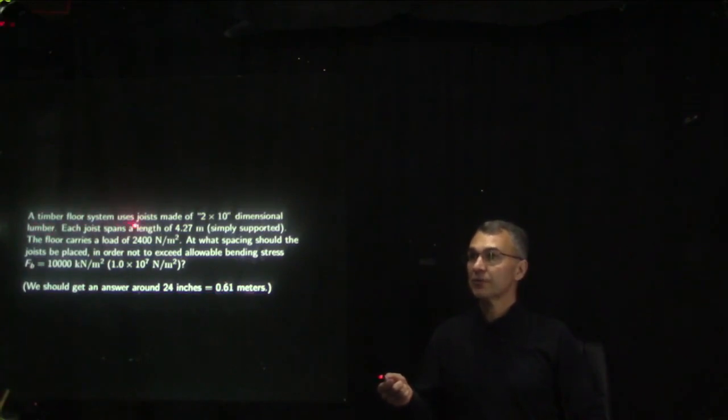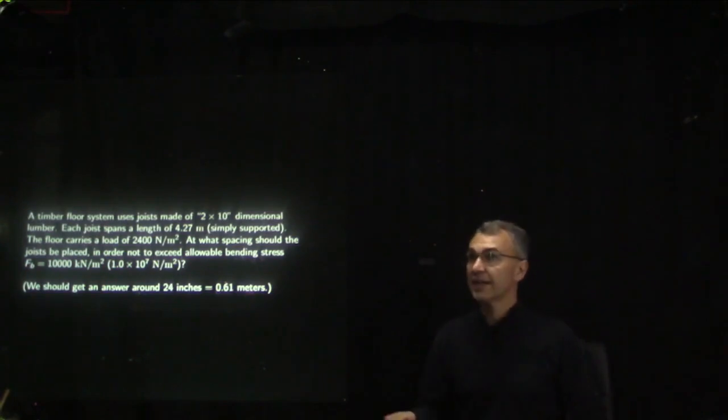A timber floor system uses joists made of 2 by 10 dimensional lumber. Each joist spans a length of 4.27 meters, simply supported. The floor carries a load of 2,400 newtons per square meter. At what spacing should the joists be placed in order not to exceed the allowable bending stress? F bending allowed is 10,000 kilonewtons per square meter, which is 10 to the 7th newtons per square meter.